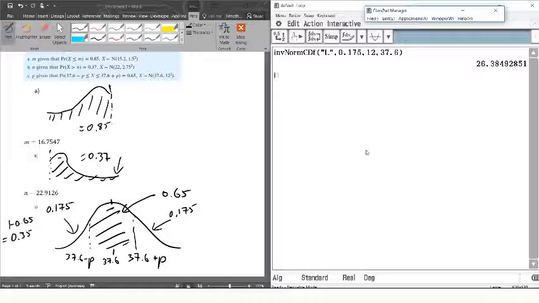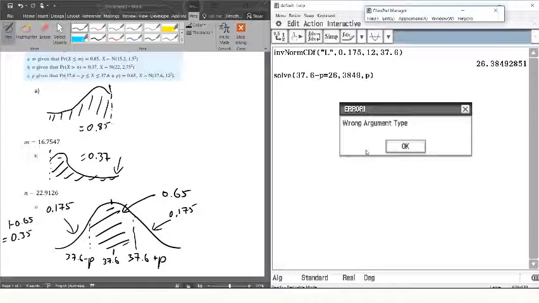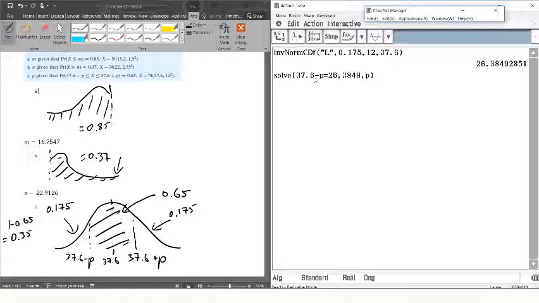Now remember, this is 37.6 minus p, so you can either use solve or whatever means you want. 37.6 minus p equals 26.3849, and then just solve for p. What did I do wrong? Whoops, it's a dot. There we go. And so p is going to be 11.2151.